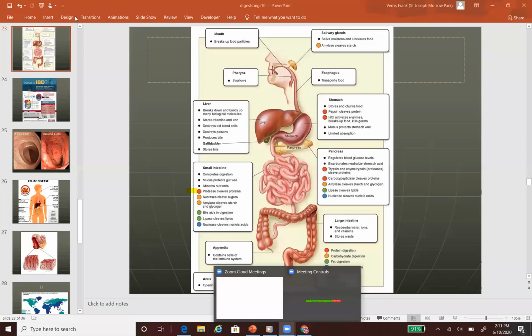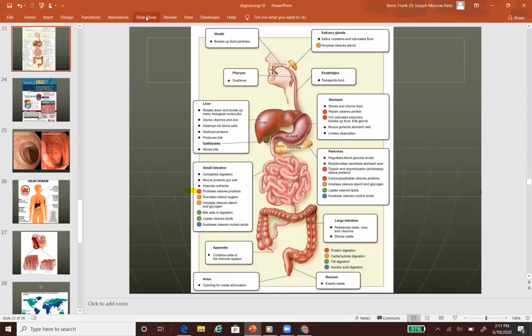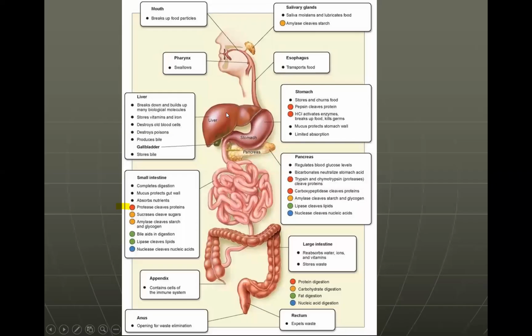Okay. So we are going to, like I said, wrap up the digestive system. Now, I came across this slide. I thought maybe this is actually a pretty good slide to go over, kind of reviewing digestion. So we'll just do this really, really quickly.